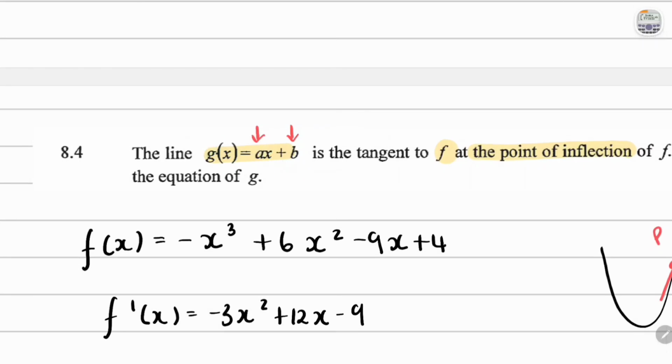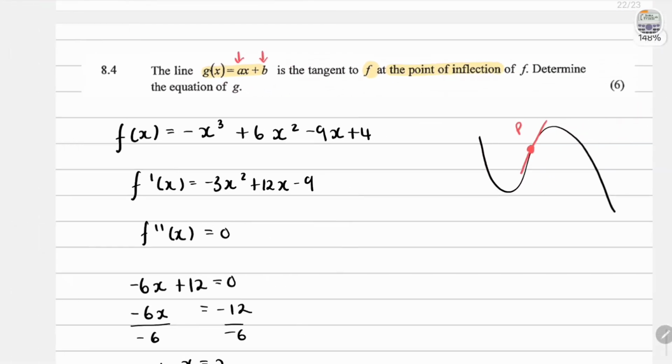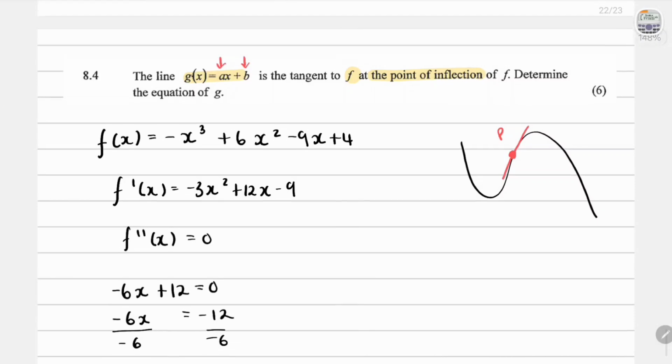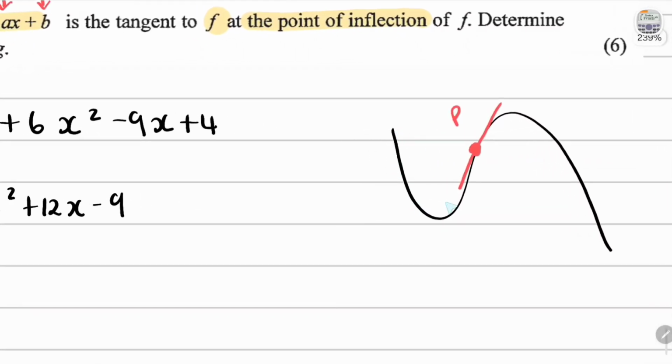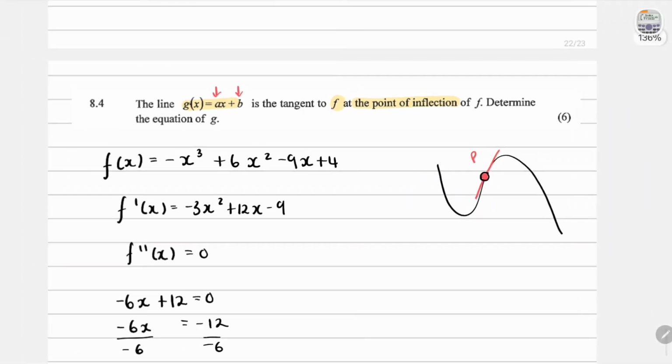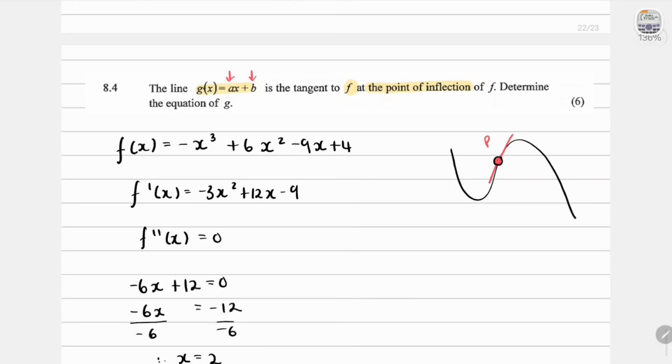So we need the gradient of g. Well, we know that it's a tangent at this point. So if we can find the gradient of this curve at this particular point, we would know the gradient of the tangent, because the gradient of the tangent is constant. It's not going to change like the way the curve's gradient changes, since it is a straight line. Okay, so let's go ahead and find the gradient at that point.